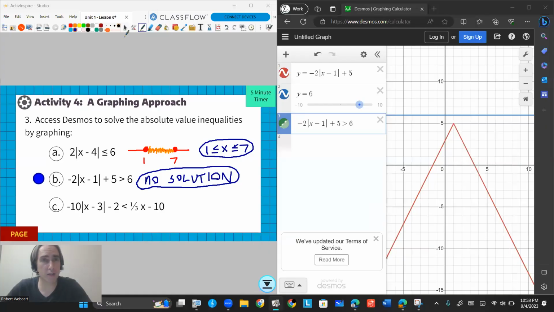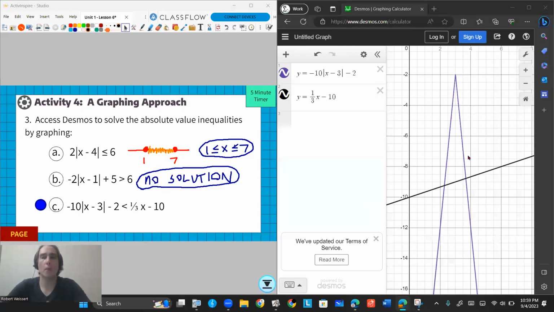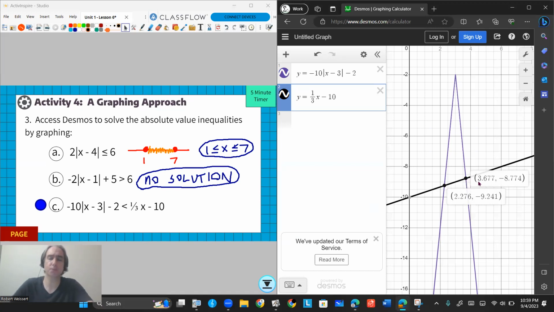All right, let's move on to number 3. Graphing number 3 gives you some messy answers. So when we look at these answers here, of course, they're going to give you Desmos. And since this said access Desmos to solve them using graphing, we'll go ahead and report our decimal answers here, even though these can be solved by hand. But it's kind of a messy inequality to solve by hand. So we'll use our numbers.